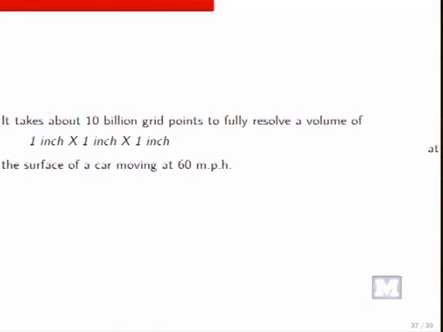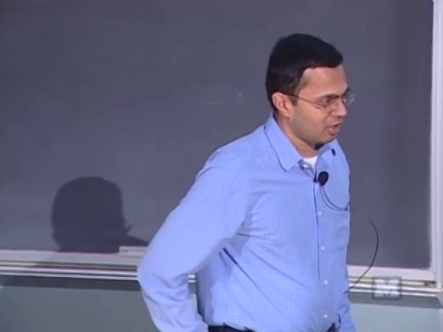And a 1 inch by 1 inch by 1 inch volume is just so tiny. Now, if you want to envelope the entire car, you can imagine how many grid points it's going to be. And the tires cause some peculiar problems because they shed vortices and so on. It's pretty hard to do the tires, and the physical phenomena that happen near the tires.